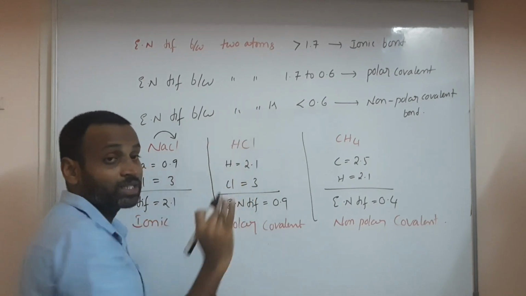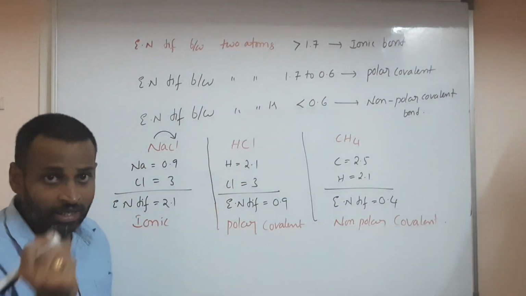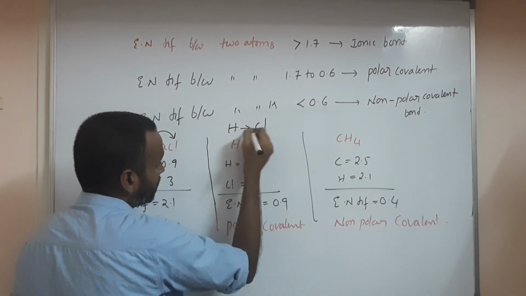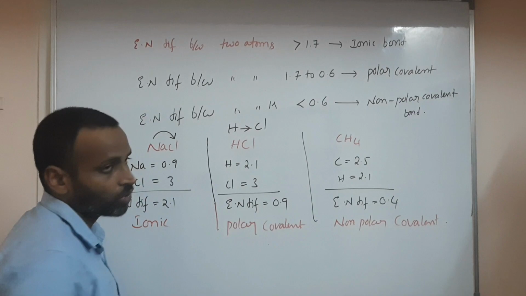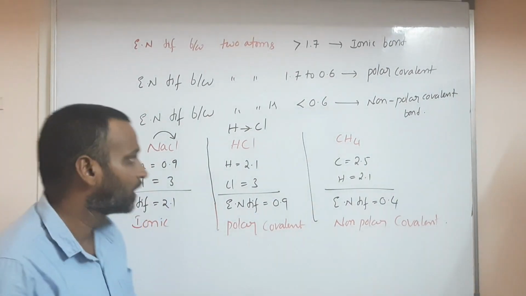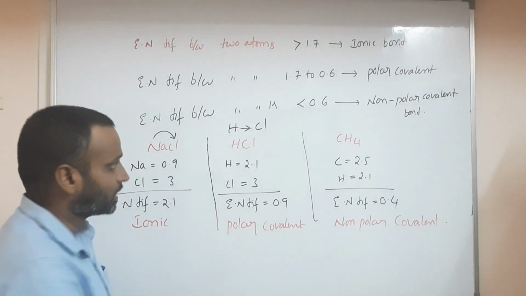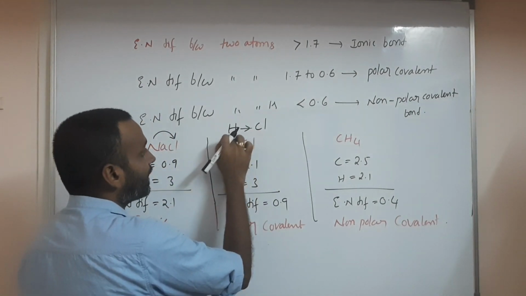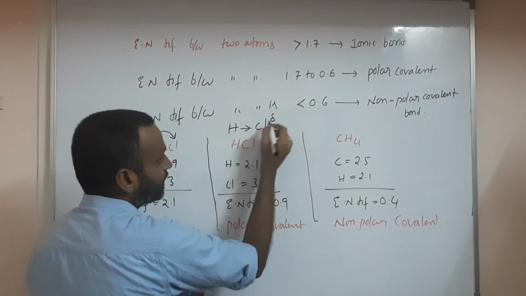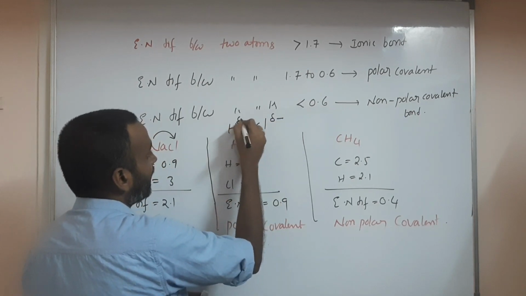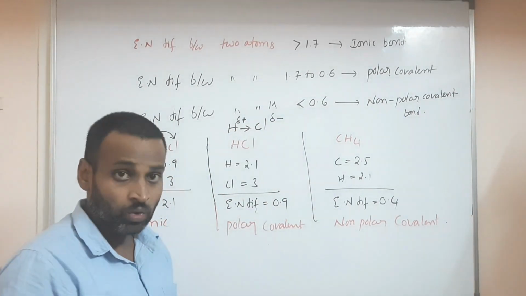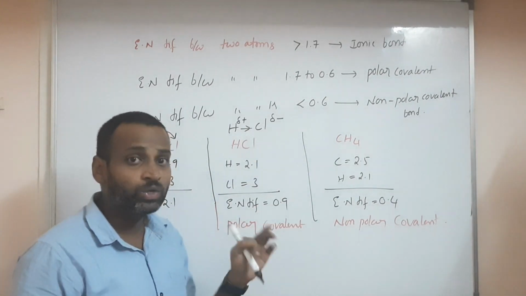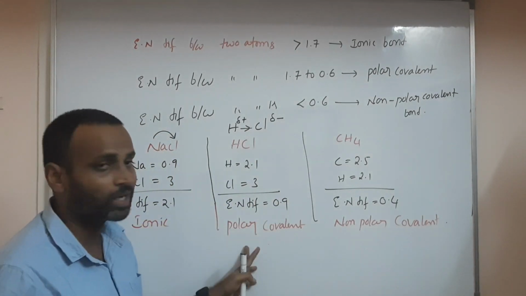But chlorine is more electronegative than hydrogen. Slightly the displacement of electrons happens towards chlorine more. Why? Chlorine is more electronegative. Certainly unequal sharing takes place between hydrogen and chlorine. So certainly chlorine has delta minus and hydrogen has delta plus. So if a bond is unequally shared by two atoms, then that is called polar covalent.